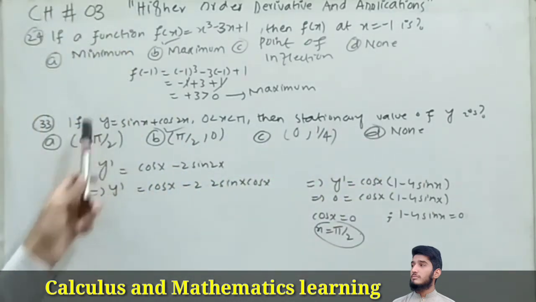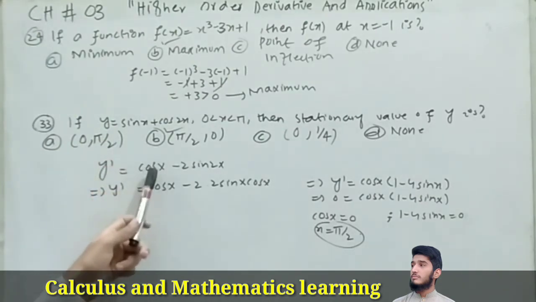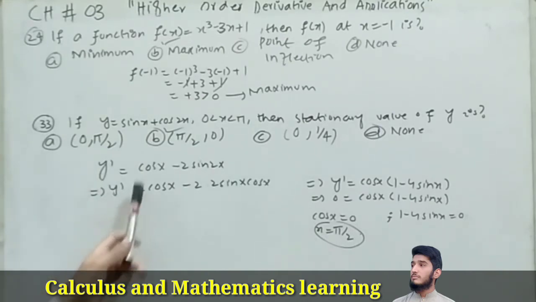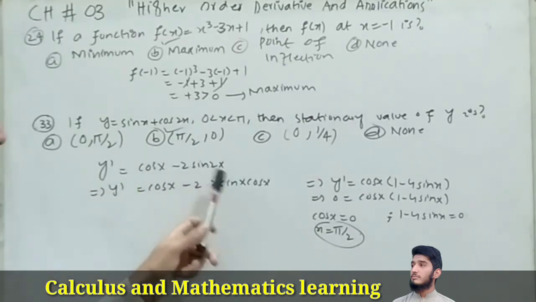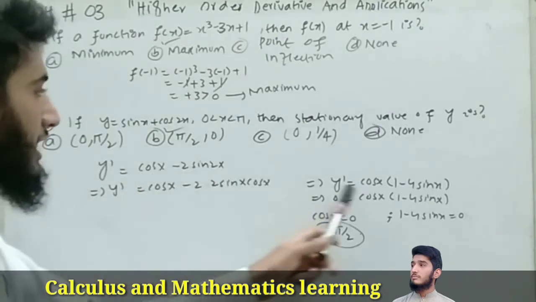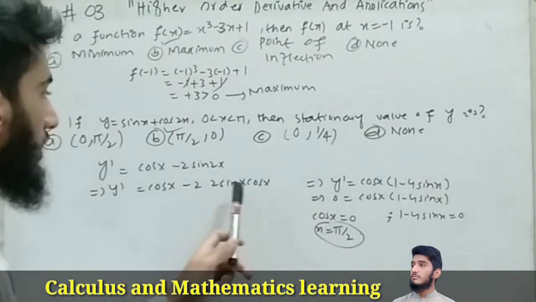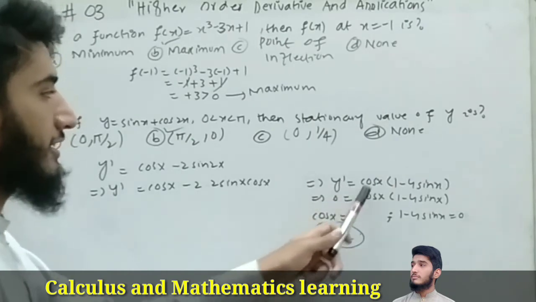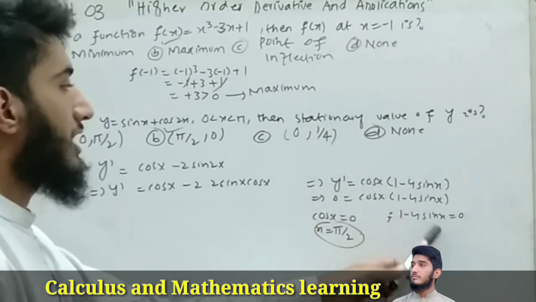First we differentiate the given function, so y dash will be: sin x derivative is cos x, cos 2x derivative is minus 2 sin 2x, y dash will be cos x minus 2 into sin 2x, which is 2 sin x cos x. So cos x is taken out common, we are left with 1 minus 4 sin x, so it means that for the critical point cos x is 0 and 1 minus 4 sin x is 0.